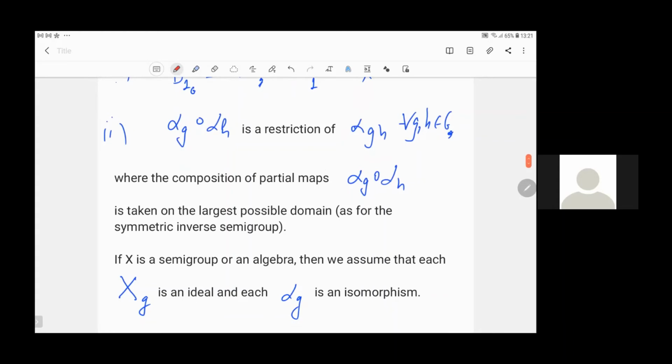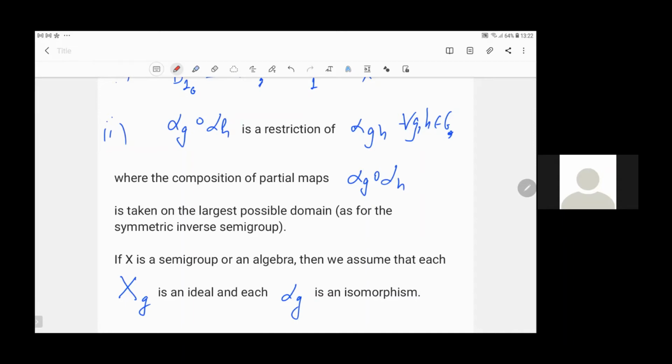Now, if X has some additional structure like a topological space, then the domains are assumed to be open sets and the bijections are continuous. If X is a semigroup or an algebra, then we assume that each domain is an ideal, a two-sided ideal, and each alpha_g is an isomorphism.